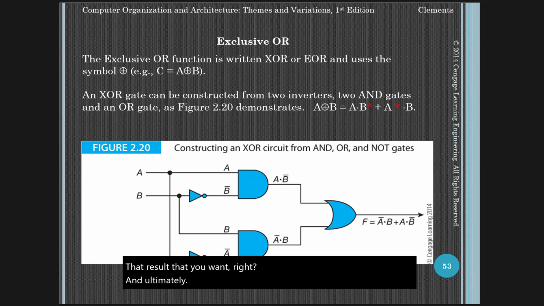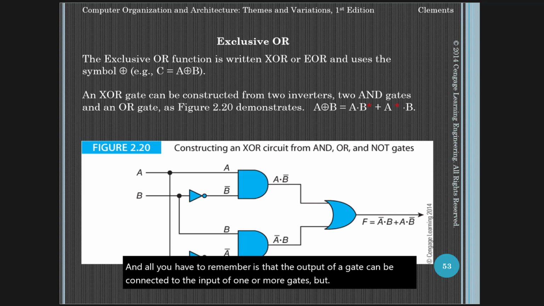And ultimately, several gates interconnected create a circuit, and all you have to remember is that the output of a gate can be connected to the input of one or more gates, but you cannot connect the outputs of 2 or more gates together. It is the output of the gate that drives anything.